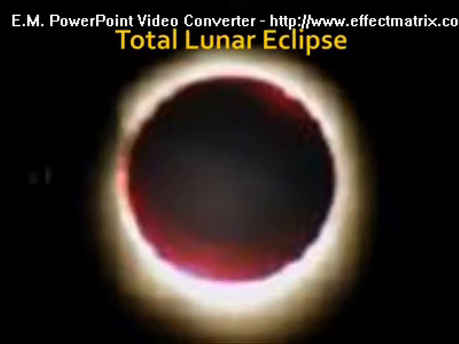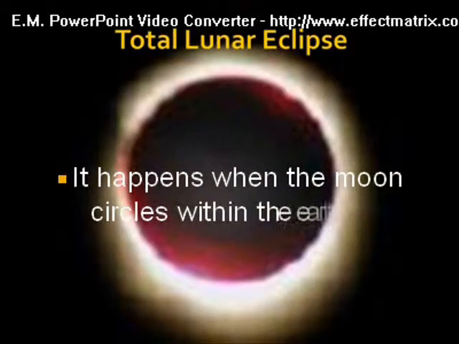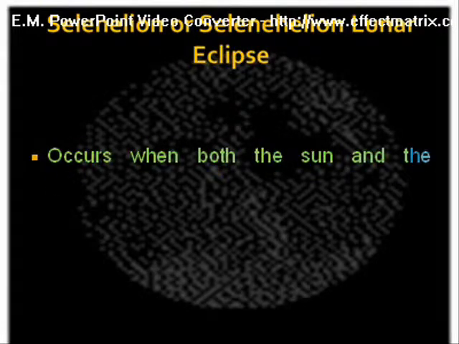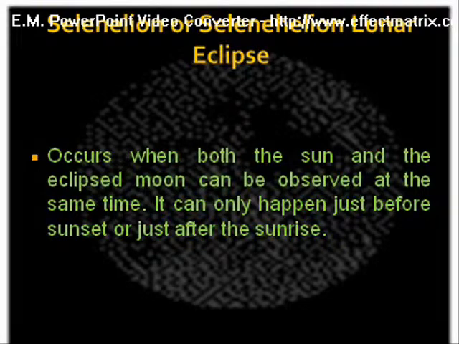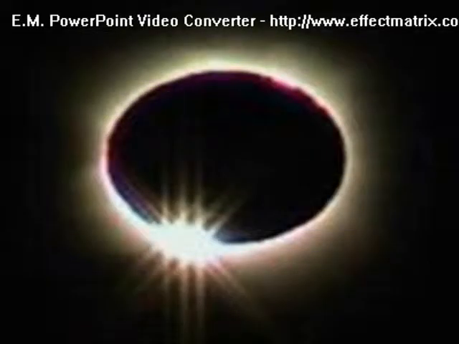The total lunar eclipse happens when the moon circles within the Earth's umbra. Lastly, the selenelion lunar eclipse occurs when both the sun and the eclipsed moon can be observed at the same time. It can only happen just before sunset or just after sunrise. The second kind of eclipse is the solar eclipse.